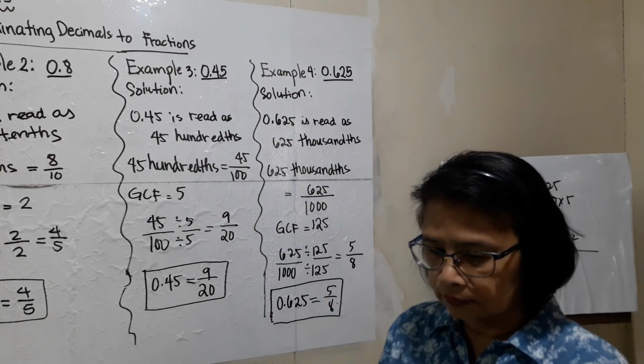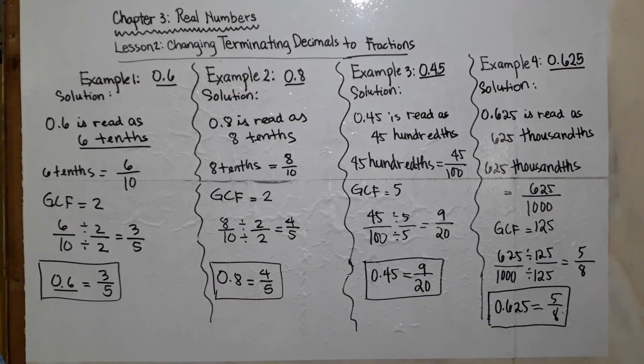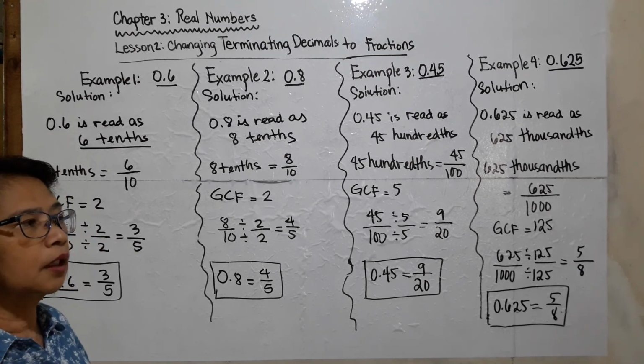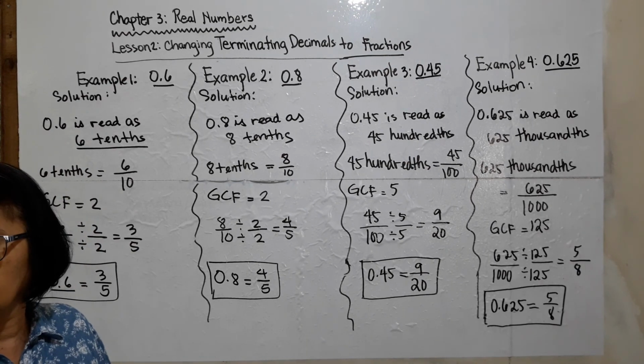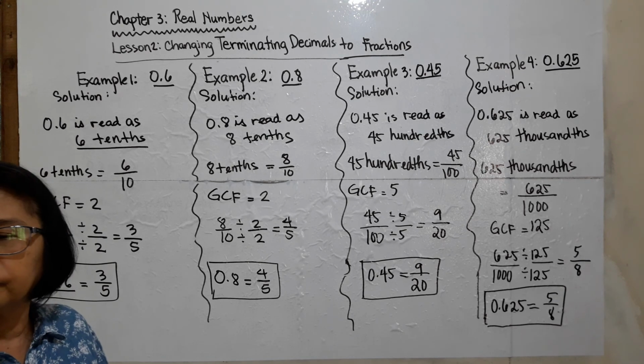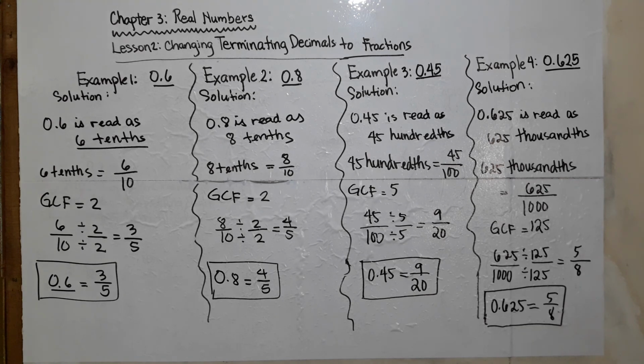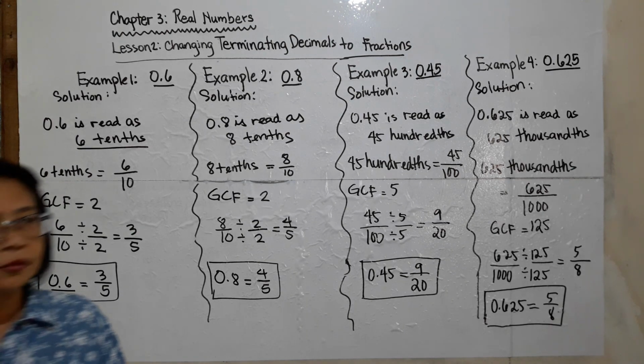Is it now okay? But if you can do it mentally in finding the GCF, why not? But if the numbers involved in the numerator and denominator are quite big, you do the process step by step. You can choose any of the different methods of finding the GCF. Okay? I think you can still remember how to find the GCF. Okay, these are the 4 examples on changing terminating decimals to fractions. Question? Okay, I'll give you time to copy again.